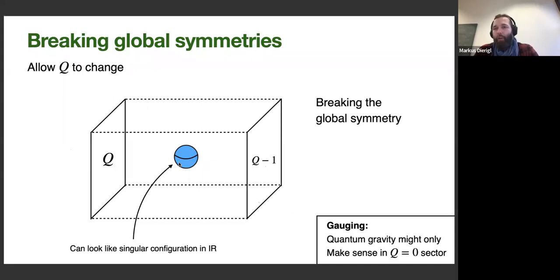So you're really breaking the associated global symmetry. As an aside, there's also this gauging part. In this talk, I'll mainly focus on breaking of global symmetries rather than gauging. Gauging would be another option. It is more like including tadpole conditions, saying my quantum gravity theory is only well-defined in backgrounds where the global charge has to vanish anyway.